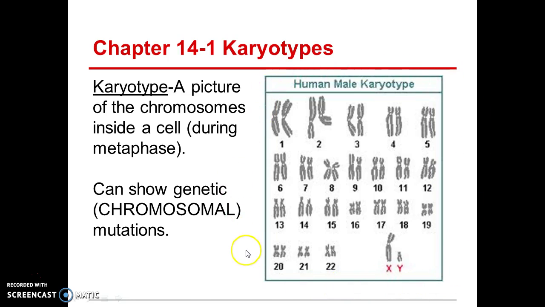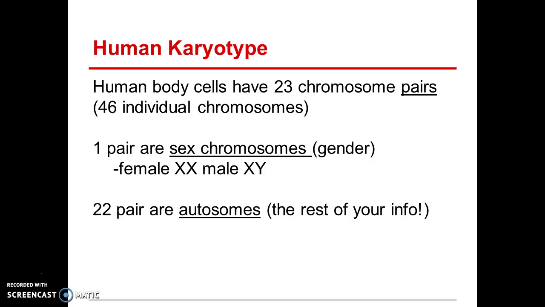This one has it all set up in pairs. You have 23 pairs, and a benefit of this is that you can see if there's a chromosomal mutation. A couple of vocab words.